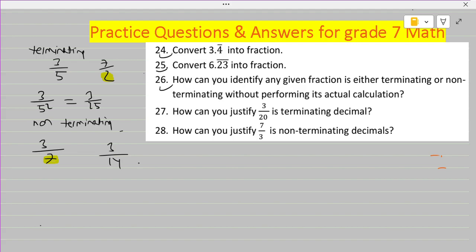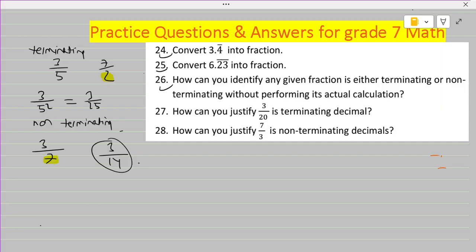Those fractions will be non-terminating decimals. So in this 3 by 14, 7 is a factor in the denominator. 14 if you break, you get 2 into 7, so along with 2 there is 7 also, so it's a non-terminating decimal. Similarly you can find these things and define them.